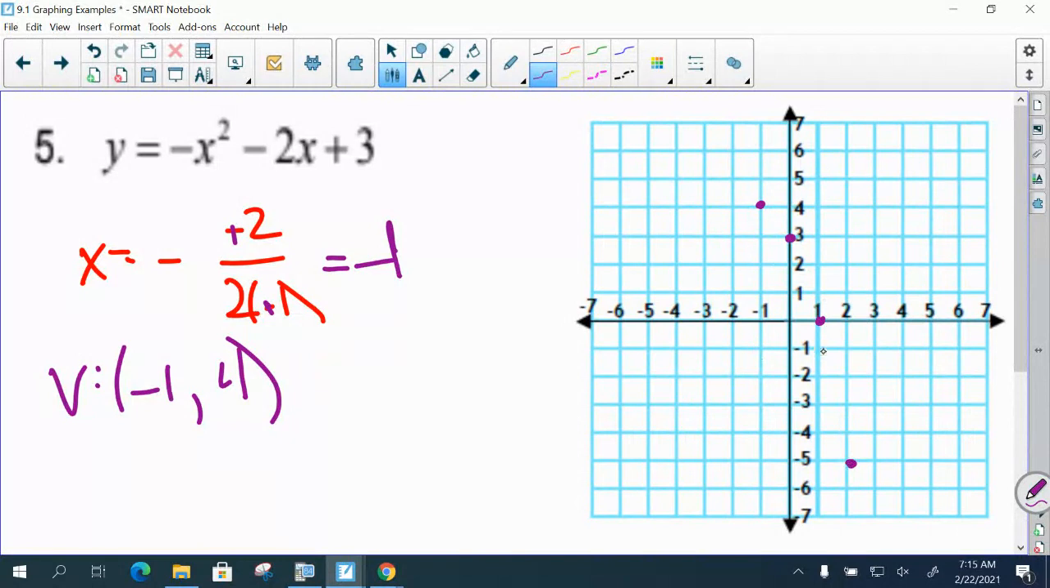This 3, 0, negative 5 pattern is not by accident, because you're increasing by 1, then you're increasing by 4, then you're increasing by 8. So 3, 0, and then negative 5. So connect your dots.